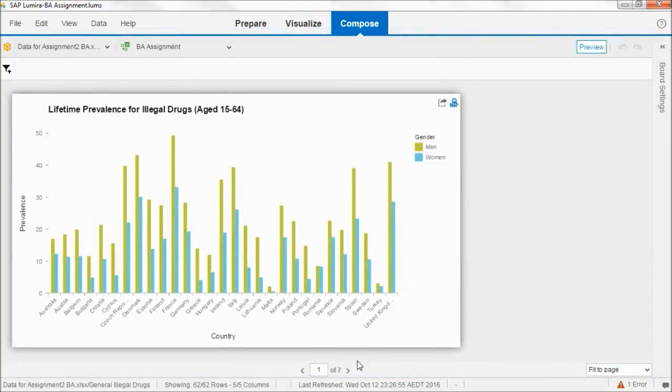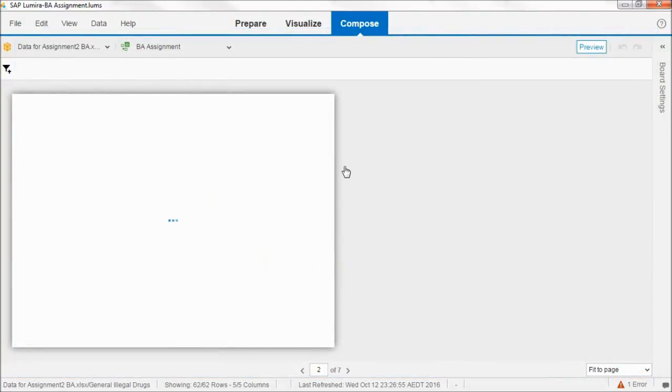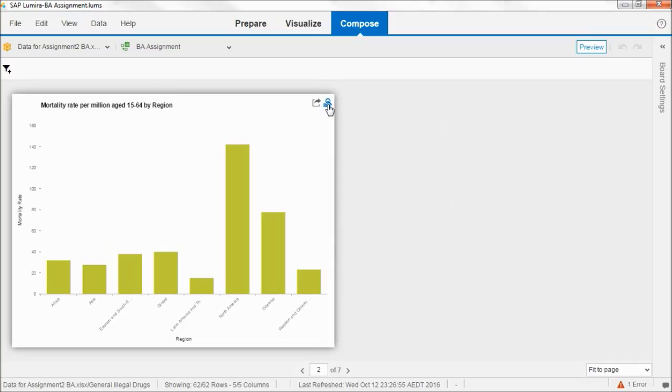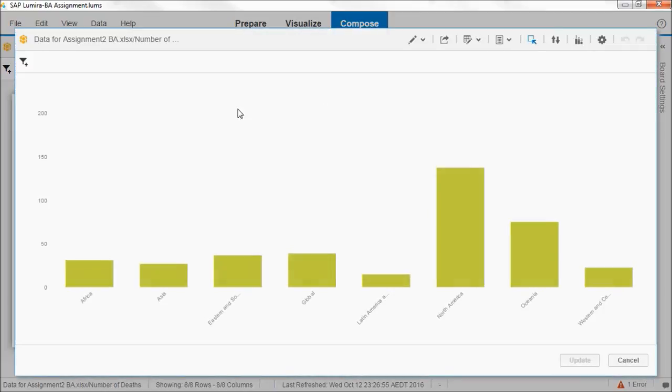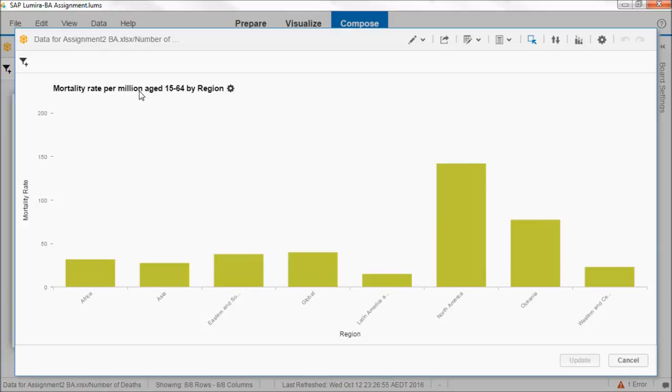Moving on to the second graph. This graph gives us the detailed data of mortality rate per million people aged between 15 and 64 years in various locations. The data for Europe, whether it's Eastern, Western, Southeastern, and Central, and also the data for North America is accurate, whereas the data for other regions is estimated from the best lower and upper estimates.